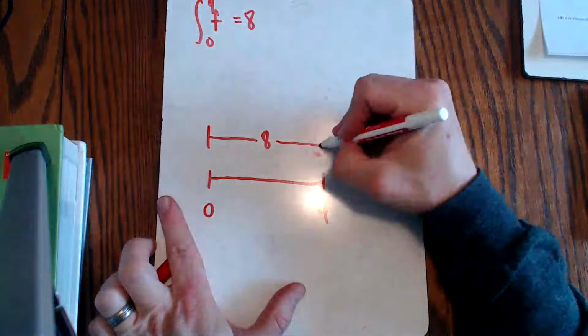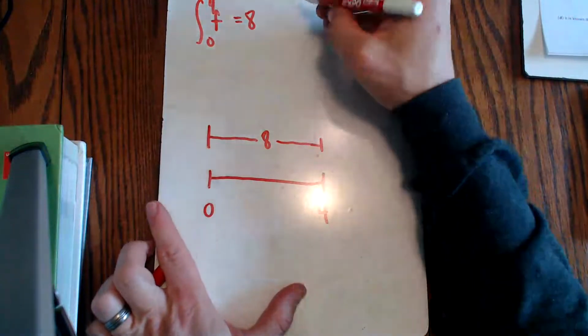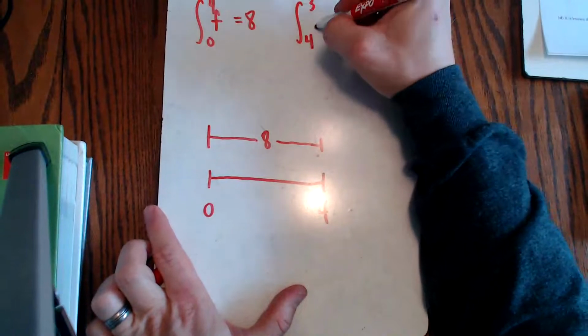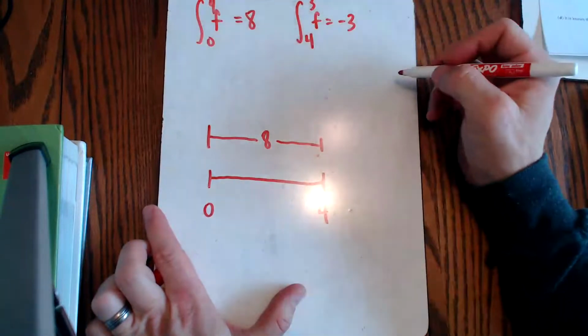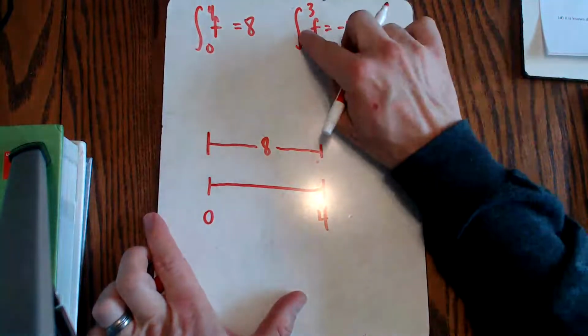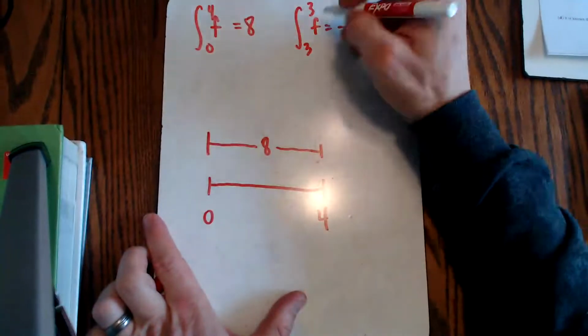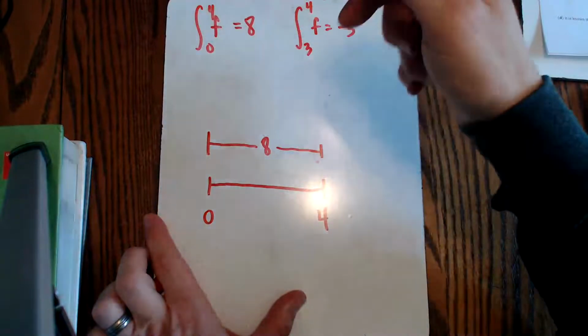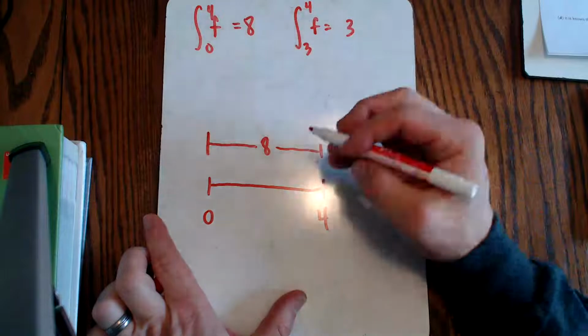And then they also gave me that the integral of f from 4 to 3, wrong order, of f is -3. What should I do with that? Well, let's change it to the right order. That means the integral of f from 3 to 4. So to reverse the limits of integration, you make opposite. From 3 to 4 is 3.